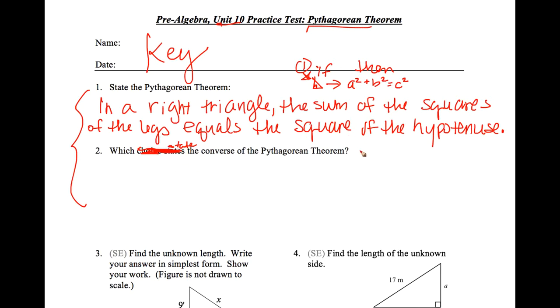For the converse, what we want to say is if a squared plus b squared equals c squared, then we're dealing with a right triangle. So these are in reverse. Pythagorean theorem is if you have the right triangle, then this happens. Converse, if you have all the sides and the math works out, then yes, it's a right triangle. So it's kind of like two different things we're looking for. In Pythagorean theorem, we're looking for a missing side. In the converse, we're trying to determine if this triangle is a right triangle.